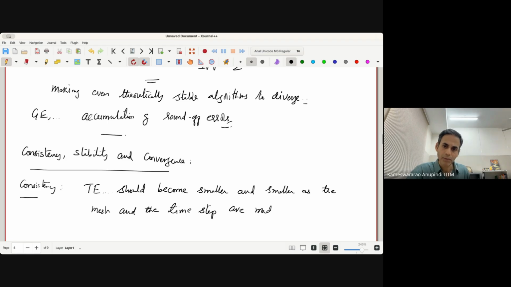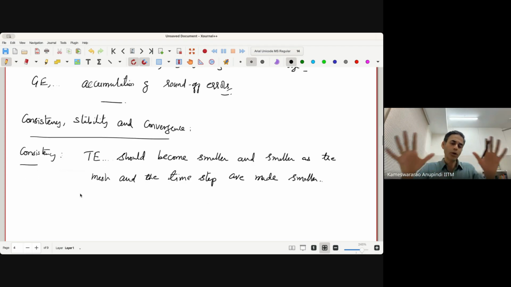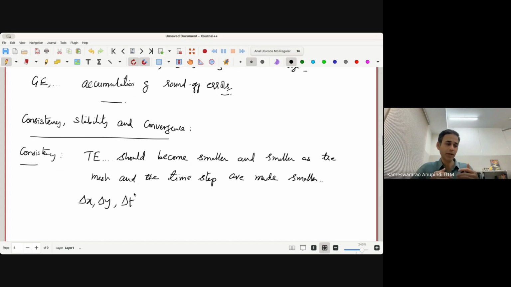That means, let us say for your domain, you have taken some grid spacing. Okay, let us denote this using delta x, delta y. You might have also taken some time step, right? If you want to calculate an unsteady phenomenon, you have taken some time step. Now, as you make these smaller, that means as these go to zero, then the truncation error that you have should go to zero. That means in the limit, you should be able to get smaller and smaller errors, right? Only then we say that the particular scheme we have applied is a consistent scheme.